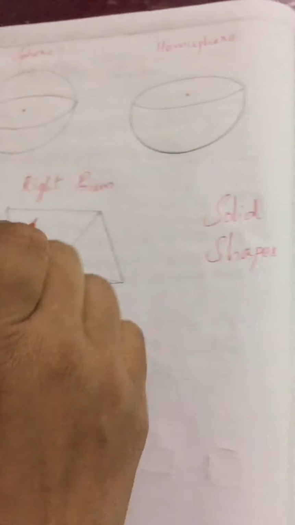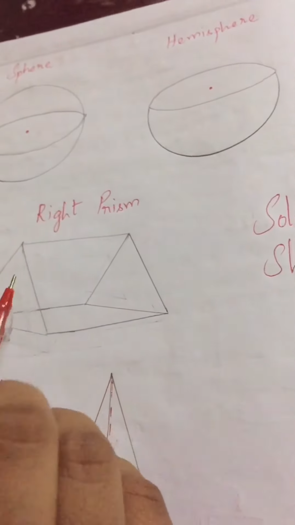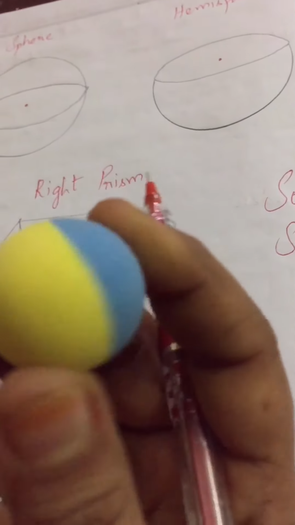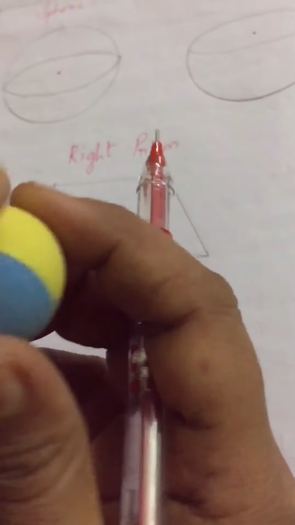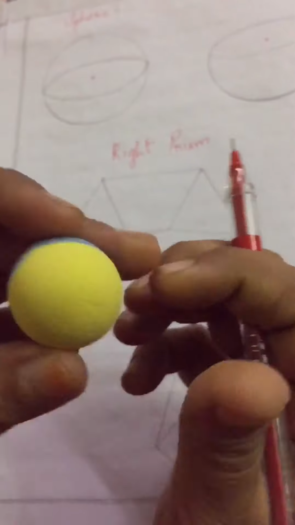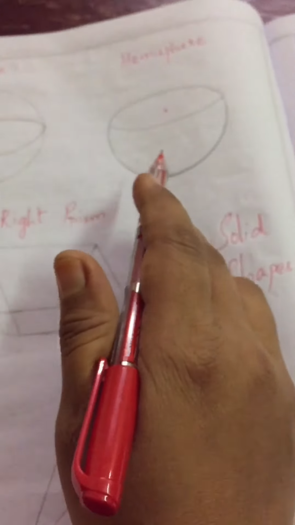And next is sphere. It looks like a circle. The best example of sphere is your earth. The next one you can say is a ball. A ball is in the shape of a sphere. You see from all sides it is circular, circle shape only. Correct, children?